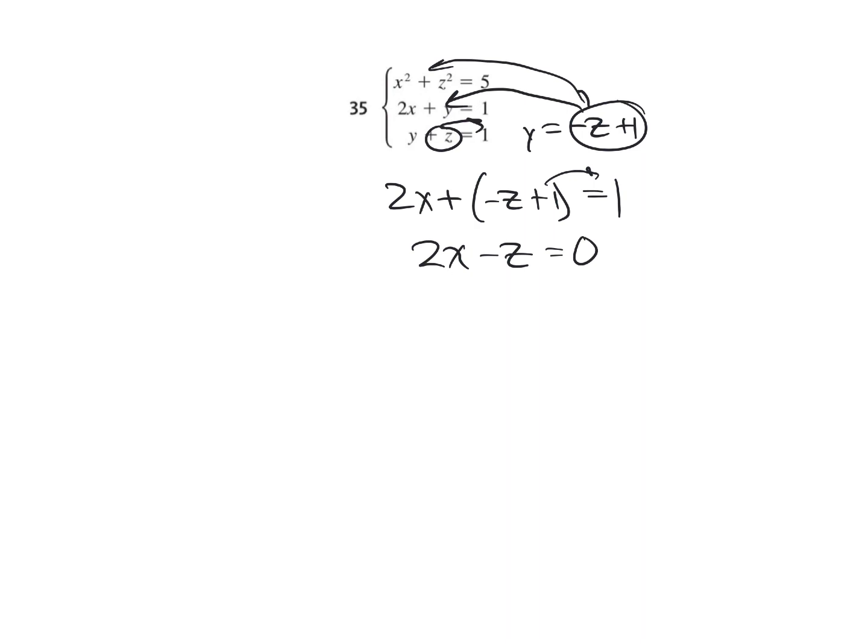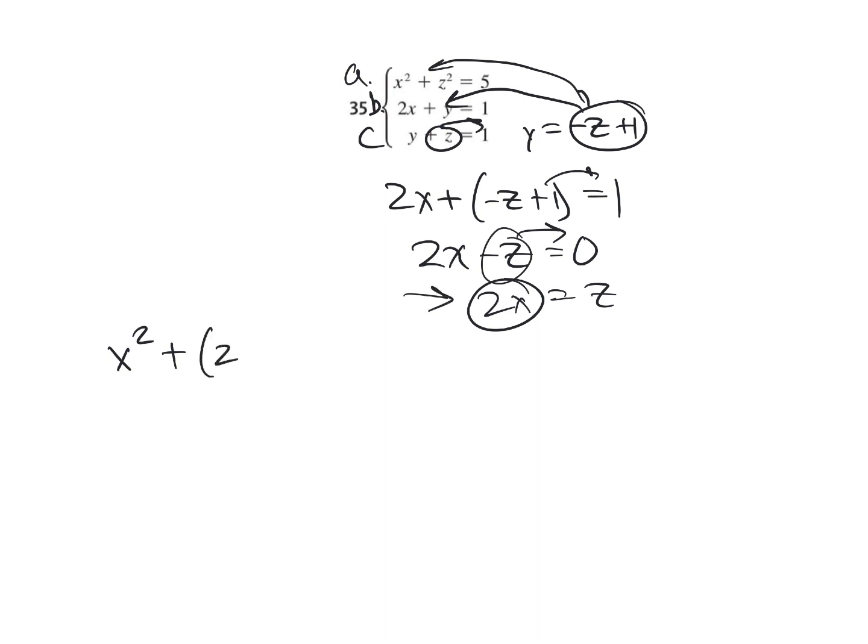Okay, so now let's go ahead and solve this for z. Let's move this over, and we get z equals 2x. All right, so we know what y is, but that doesn't help us in equation A. So we're going to take equation A. We have x squared plus z squared. Well, z squared is right here. And that equals 5.